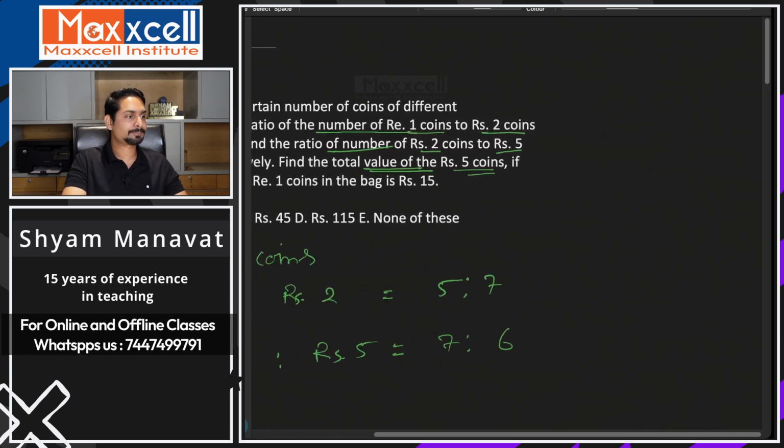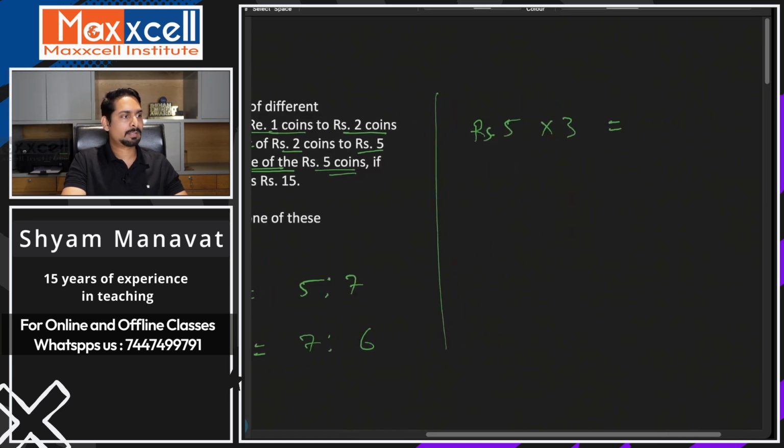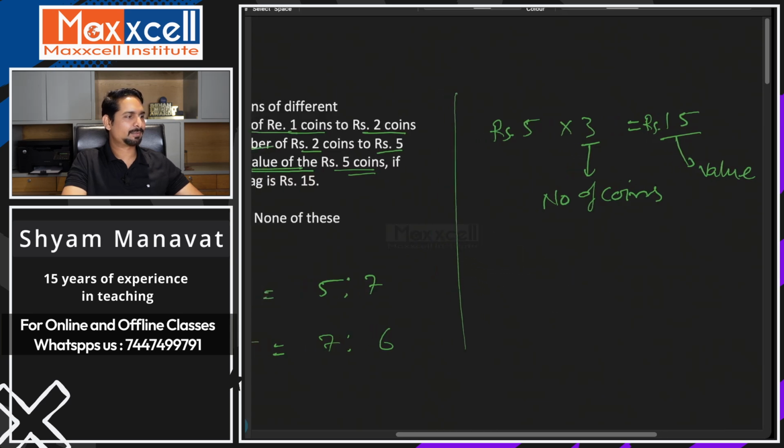What is the difference here? See, if I say I got 3 coins of rupees 5, how much value does it have? It has a value of rupees 15. So this is your value, and this is the number of coins. I hope I'm making sense here. Very good.